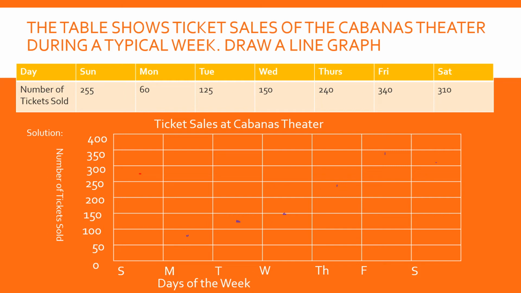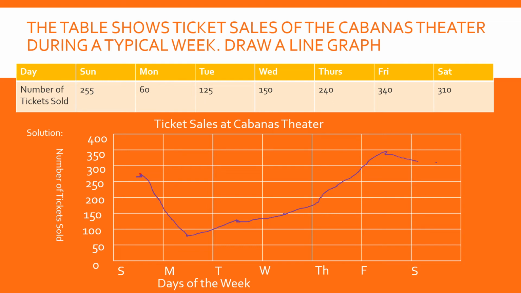All right, so 310. Then we can connect, right? From Sunday, from here, 255. Then if we connect all the dots, we can have the line graph.